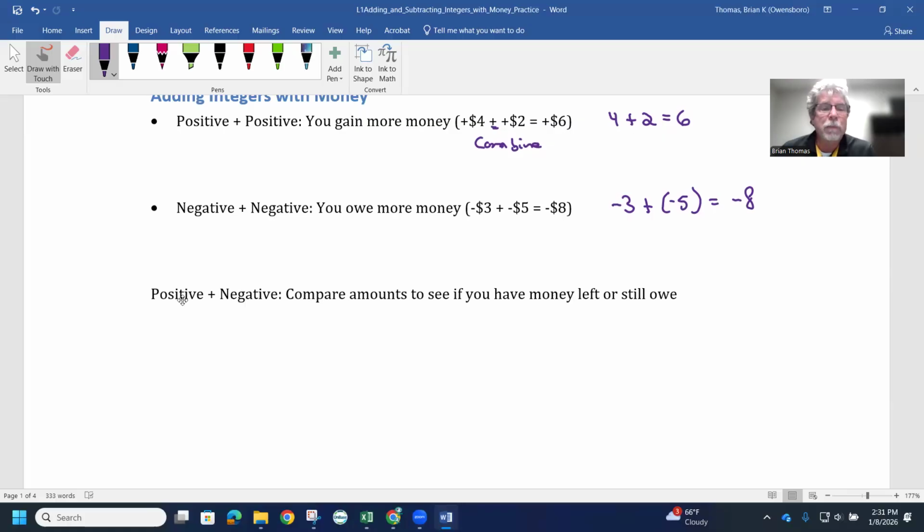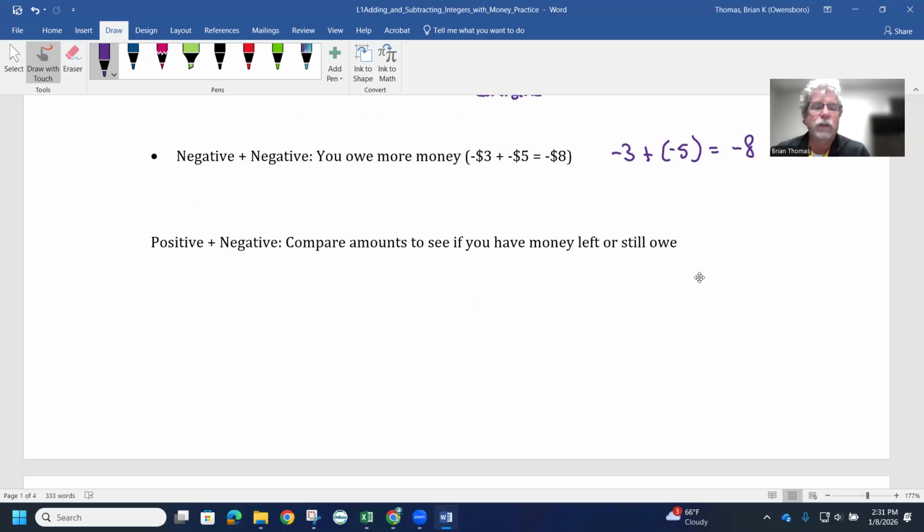Now, when it comes to adding a positive and a negative, the catch here is, do we have more money or do we have more debt? There's a catch here. So you've got to compare the amounts to see if you have money left over or do you still owe it. So we've got to keep that in mind.